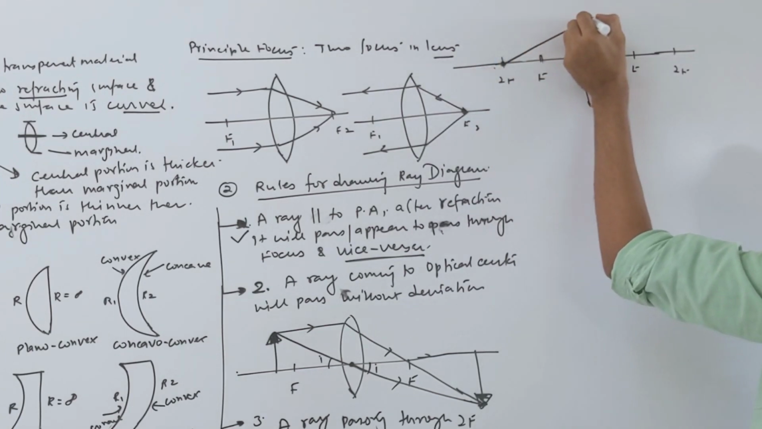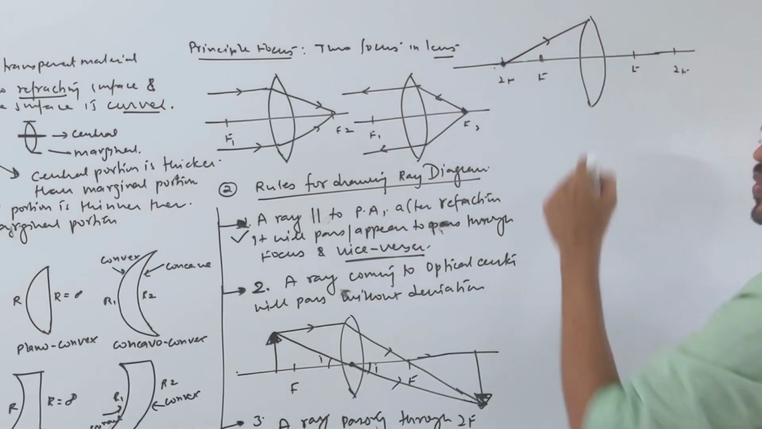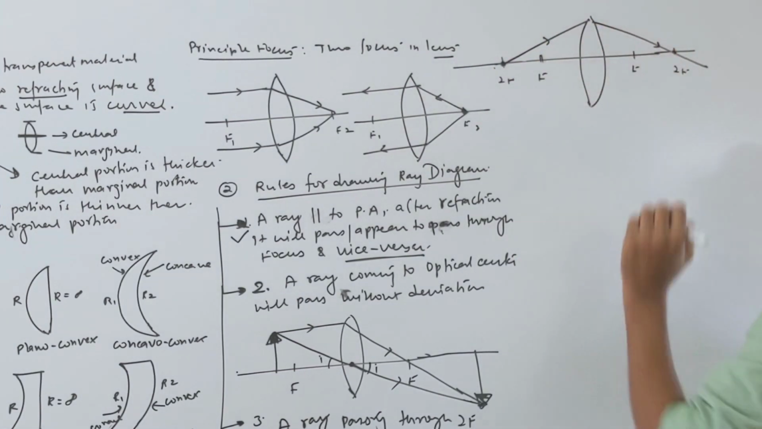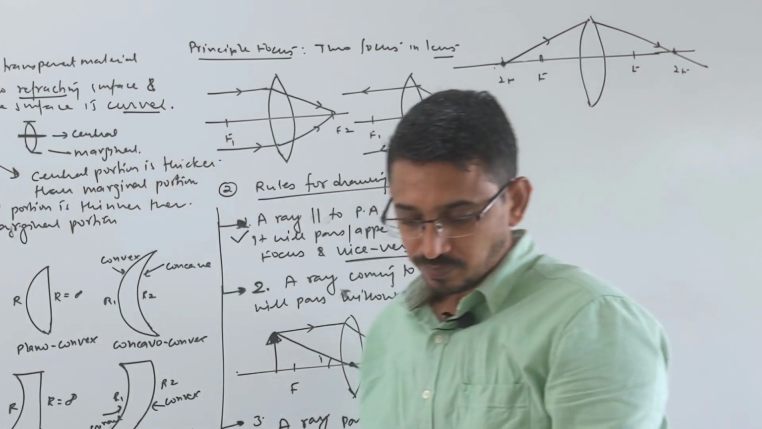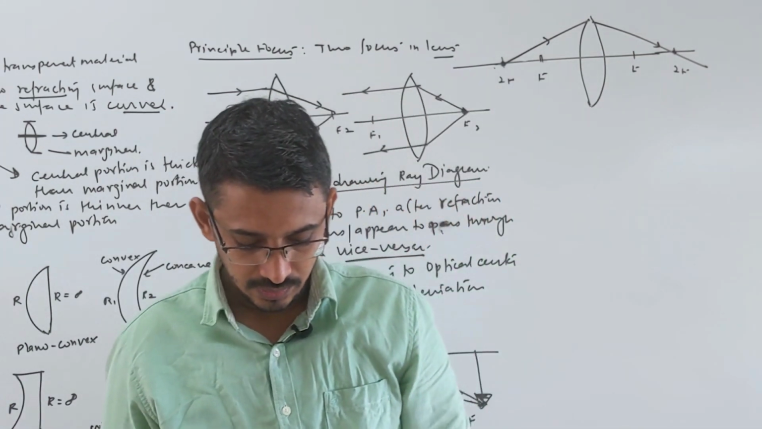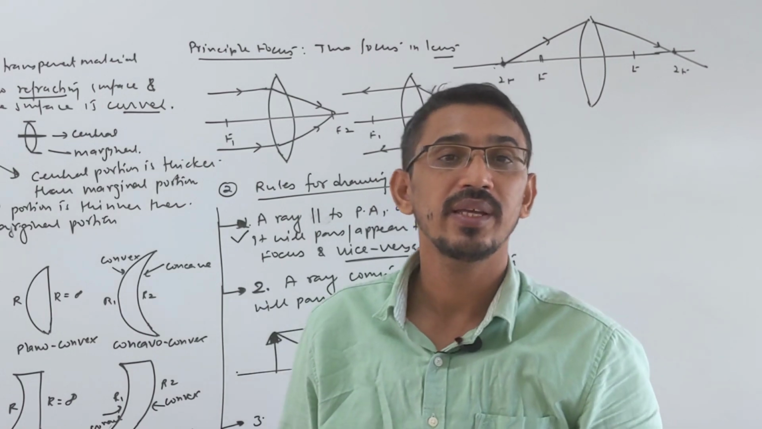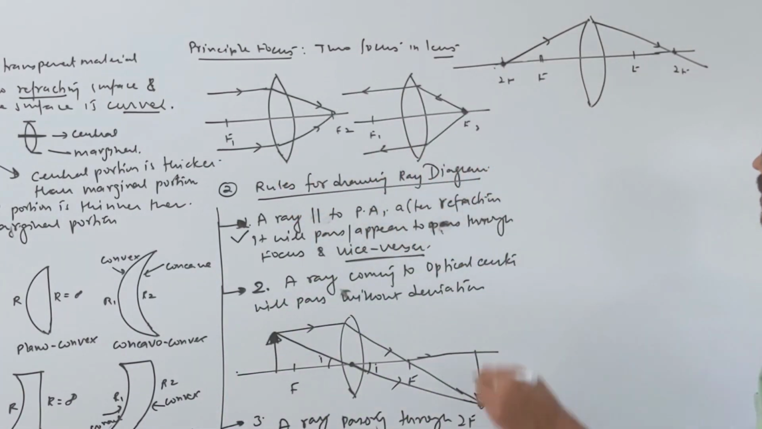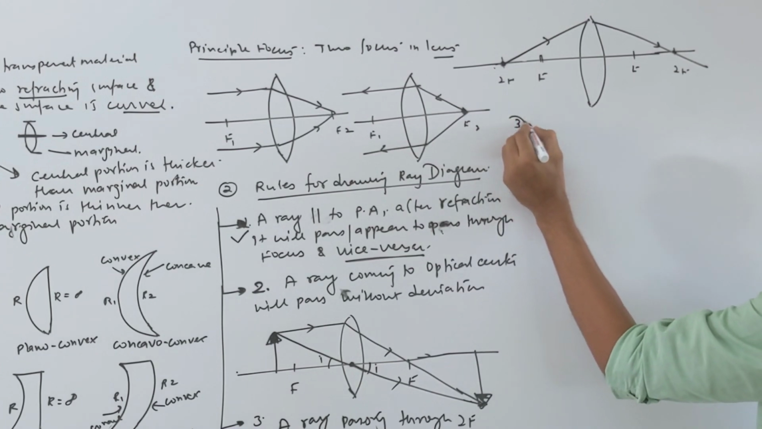A ray will come here. So a ray coming through 2f, after refraction passes through 2f. Like this way only it will pass. Correct? So these are the rules, and then we have learned sign convention also. Who is positive, who is negative, all rules remain the same here. So we'll talk about sign convention.